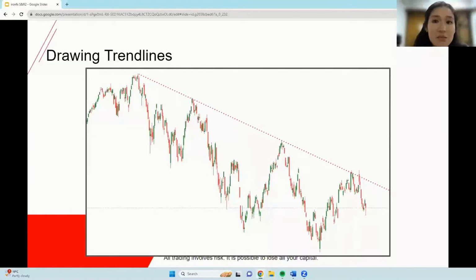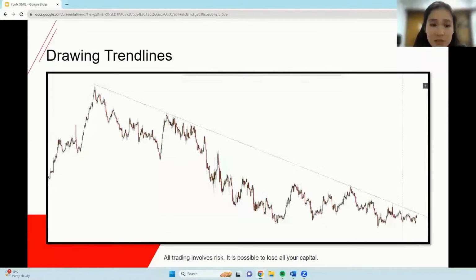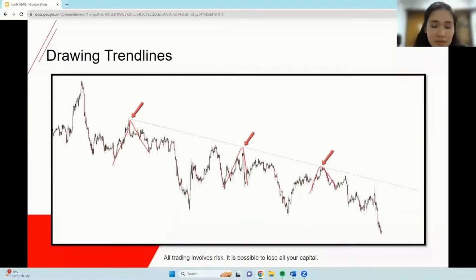Okay, here's another example. In this case, we have really nice 4 swing highs that touch our trend line. Okay, but 3 is enough. Here's another example. Okay, so here we've drawn out exactly how significant these touches need to be for it to be considered valid.